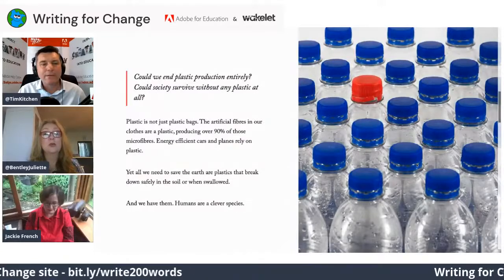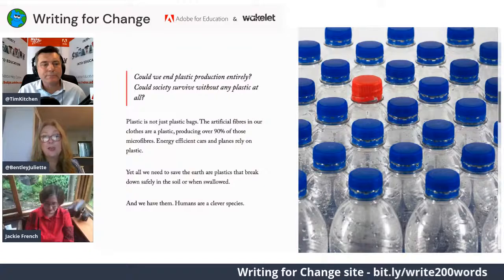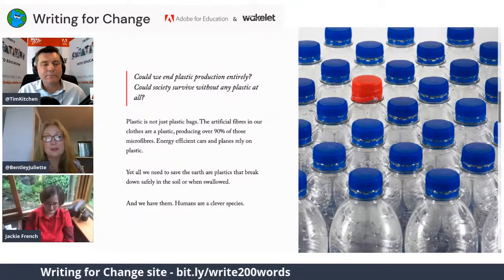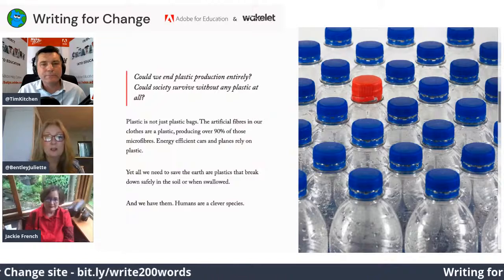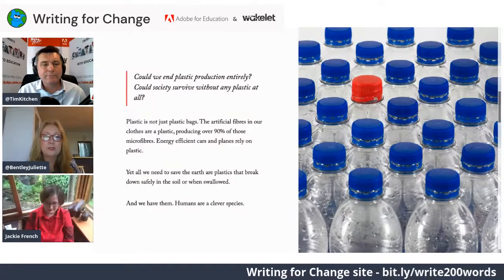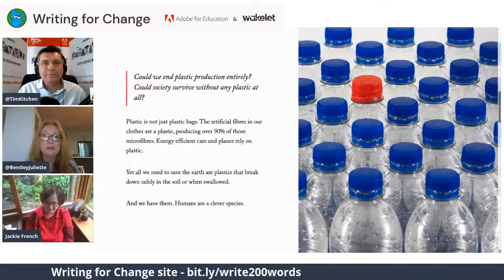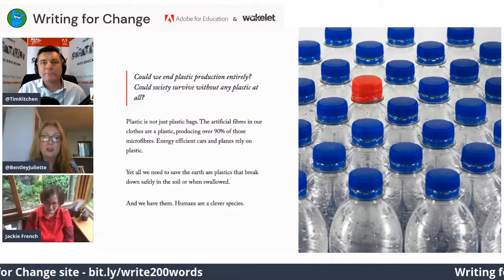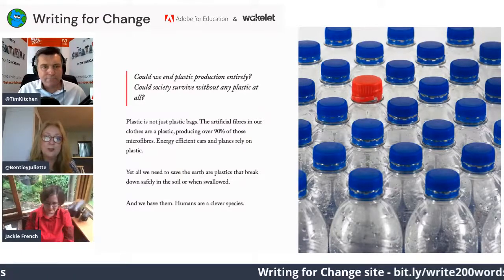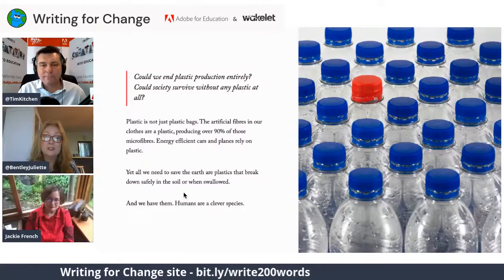The next was, could we end plastic production entirely? Could society survive without any plastic at all? Plastic is not just plastic bags. The artificial fibers in our clothes are a plastic, producing over 90% of those microfibers. Energy efficient cars and planes may rely on plastic, yet all we need to save the earth are plastics that break down safely in the soil when swallowed. And we have them. Humans are a clever species.